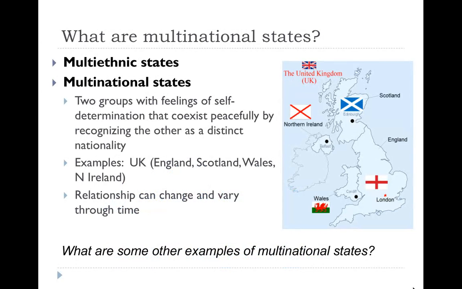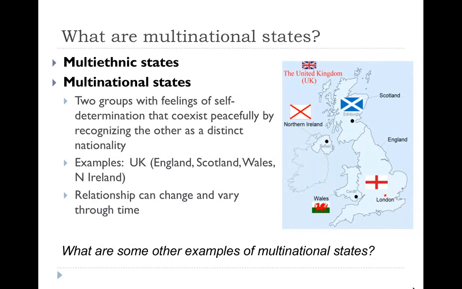We also get into the idea of what is a multinational state. And a multinational state is kind of twofold here. We look at it as being multi-ethnic because you have different ethnic groups living in that state. And we also talk about different nations of people living in one state. And so when we talk about this, it is basically two groups with feelings of self-determination. All right, they both feel they have self-determination, and they coexist peacefully as one state or in one distinct nationality with each other here.